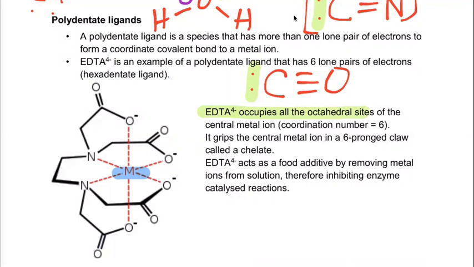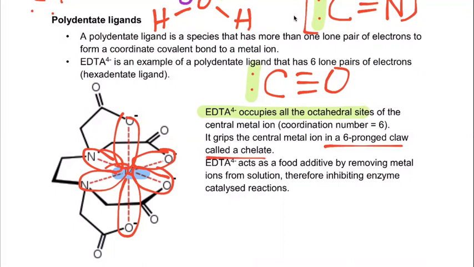Okay, and then if you notice, it's all connected. So it does have 6 coordinate covalent bonds, 4 of them to these oxygens, 2 to these nitrogens. Okay, and so it's within this whole compound. So all of them are coming from this one compound to the metal ion. And so it says it grips the central metal ion kind of like a 6-pronged claw. So it's kind of like it's all 6 of them. I only got 5 fingers, but y'all can imagine I got a 6th one.